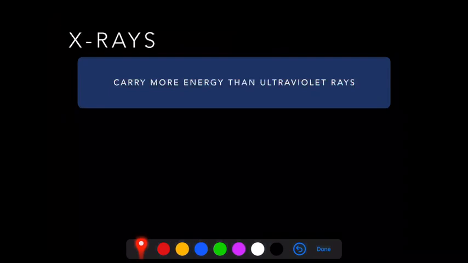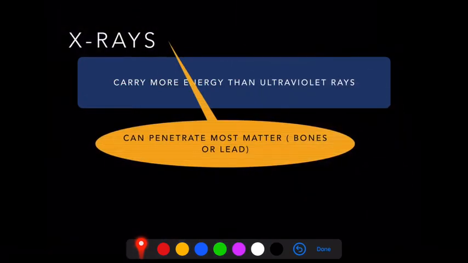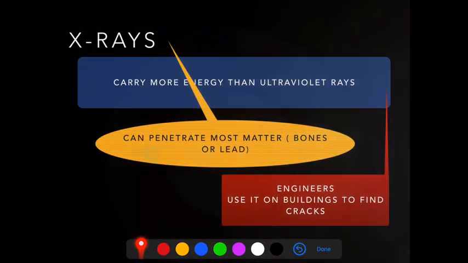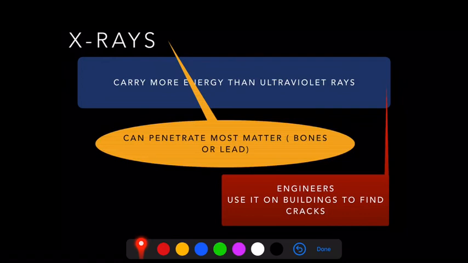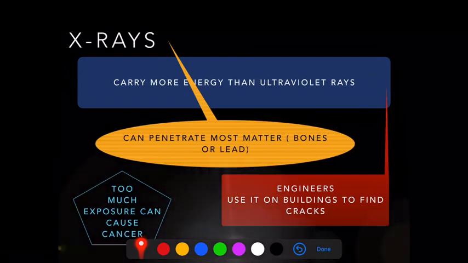And then we have X-rays. Have you had an X-ray before? They carry more energy than ultraviolet rays, and they can penetrate most matter, even bones, but not lead. Okay? That's why when you break your bone and you go to the doctor, they put you like a vest on your chest to not let the X-rays pass through. Engineers use it to find a crack in a building. Too much exposure to it can also cause cancer.